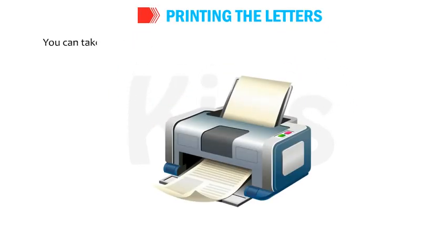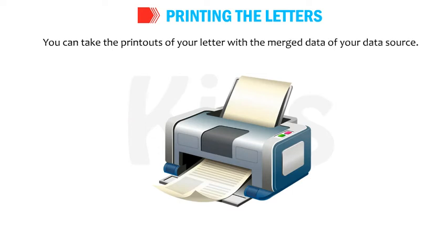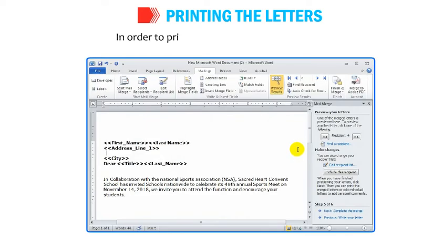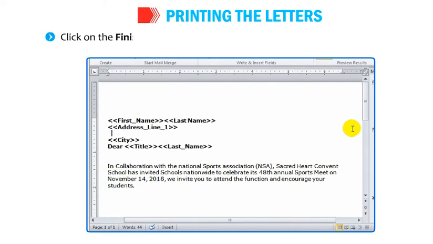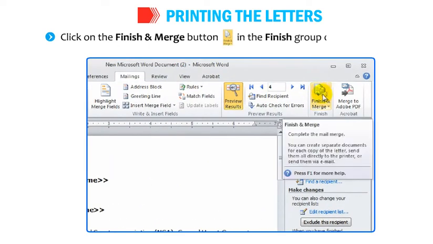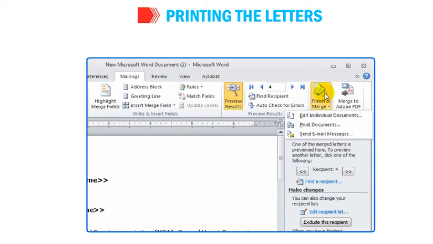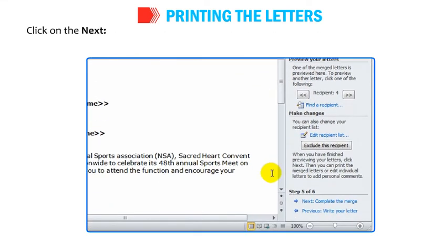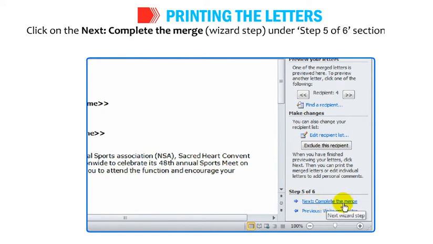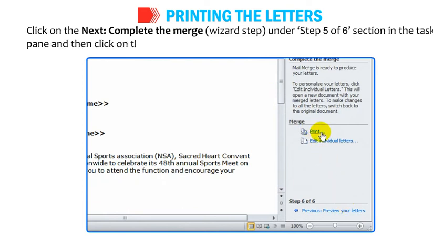You can take the printouts of your letter with the merged data of your data source. In order to print the letters, follow the given steps. Click on the Finish and Merge button in the Finish group on the Mailings tab. Select the Print Documents option from the drop-down menu. Or click on the Next Complete the Merge Wizard step under Step 5 of 6 section in the task pane and then click on the Print option under the Merge section.